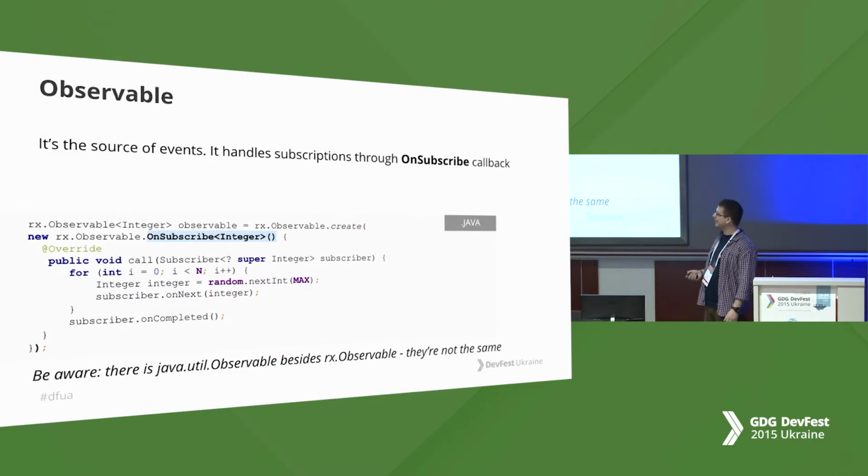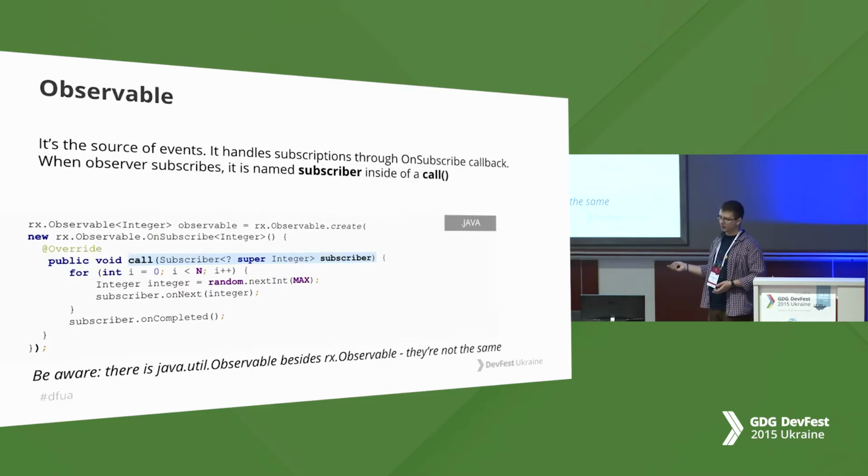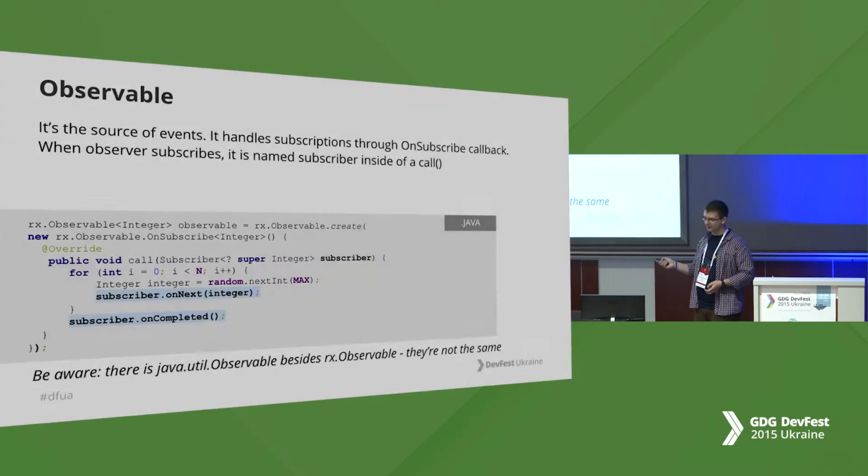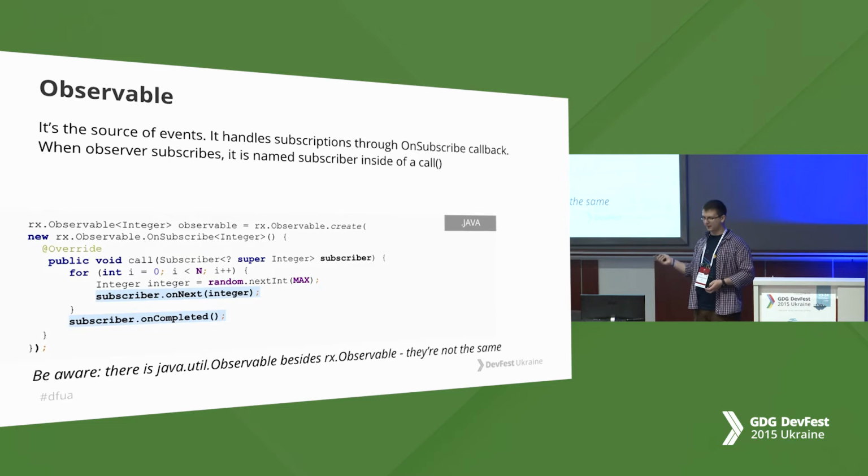Unsubscribe. Unsubscribe is a callback that just implements our logic of observable. And here it is. I already told about onNext and onCompleted.